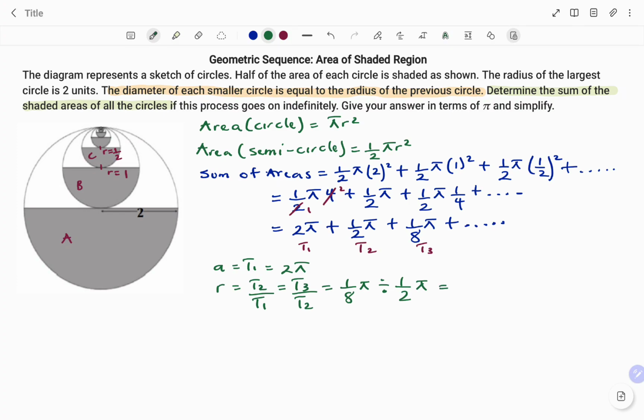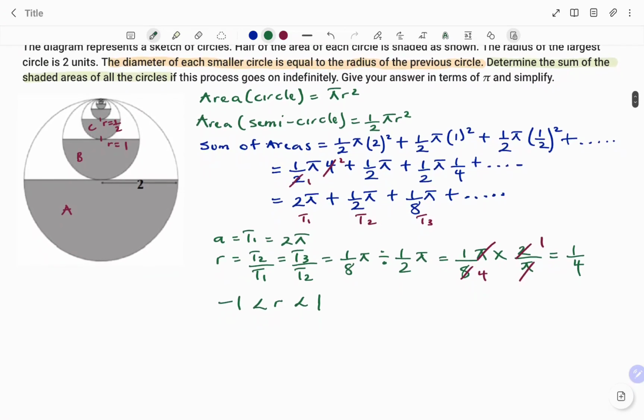Simplifying, I have that as 1 over 8 pi times 2 over pi. I have pi divided by pi, that's 1, 2 here 1, 2 here 4. Therefore, my common ratio, r, is equal to 1 over 4. Note that if my r is 1 over 4, then I have minus 1 is less than r, which is 1 over 4, and 1 over 4 is less than positive 1.